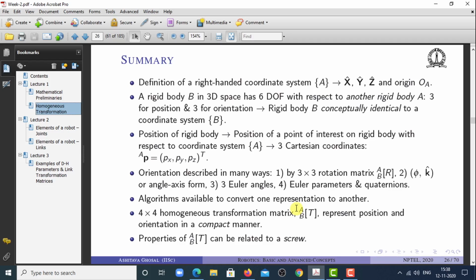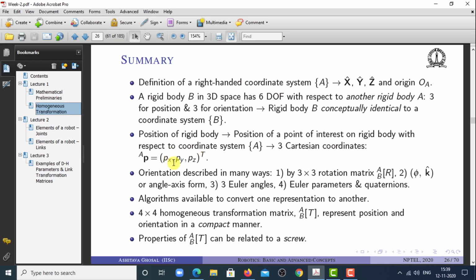The position of a rigid body is one of the important concepts. The position of a rigid body is basically the position of a point of interest on the rigid body with respect to the coordinate system A. We are going to use three Cartesian coordinates px, py, pz. One more way of looking at it is we pick a point on the rigid body, and from the origin of the reference coordinate system we draw a vector AP. A denotes that it is with respect to the A coordinate system, and this is a column vector with three components px, py, pz.